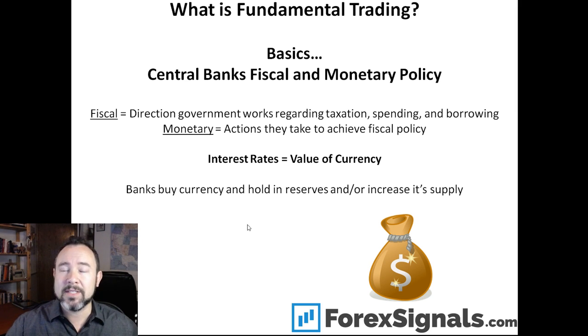Banks buy currency and hold it in reserves, and or increase its supply. So the banks will have currency in reserves, or they'll push it out and distribute. We've heard about the banks, especially during Asian session here, buying JGBs, buying different currencies, holding them in the reserves, letting more currency out. There's other ways that the banks can control it.